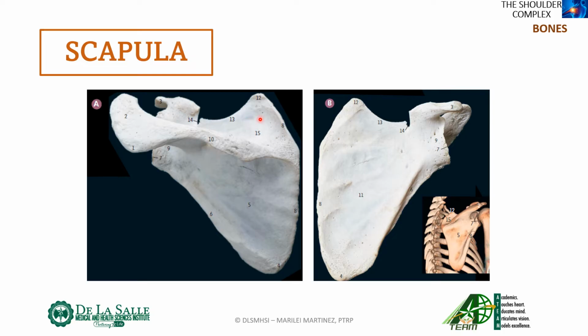We have here your supraspinous fossa, supra meaning above the spine, so it is located above the spine of the scapula, and your infraspinous fossa, infra meaning below the spine, so it is located below the spine of the scapula. On the anterior view, we also have your subscapular fossa, which is an attachment for the subscapularis muscle. Your supraspinous fossa is an attachment for your supraspinatus, and your infraspinous fossa is an attachment for your infraspinatus muscle.